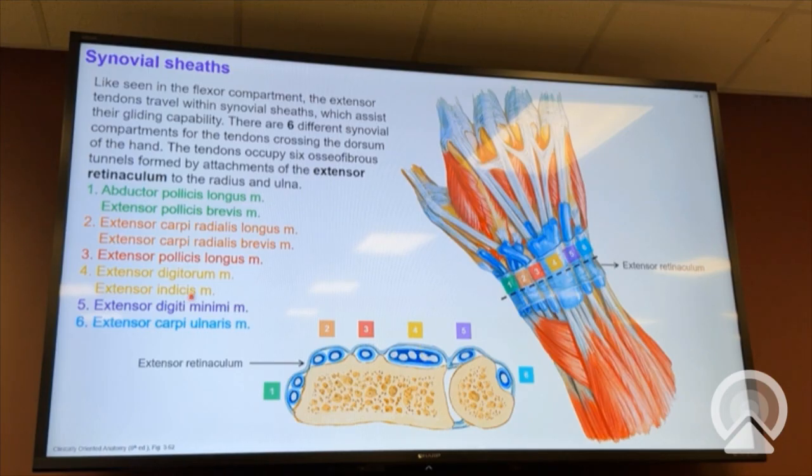Now remember, extensor indicis. You have one by itself for extensor digiti minimi, and then one for extensor carpi ulnaris. So it's kind of a straightforward mission here, but a bit annoying. I would remember who is passing through which tunnel.